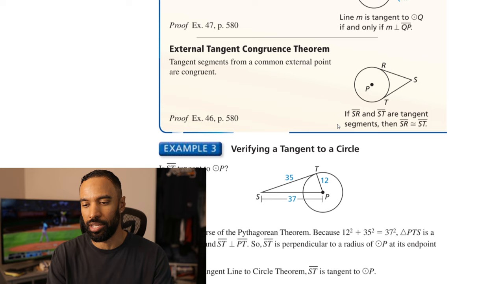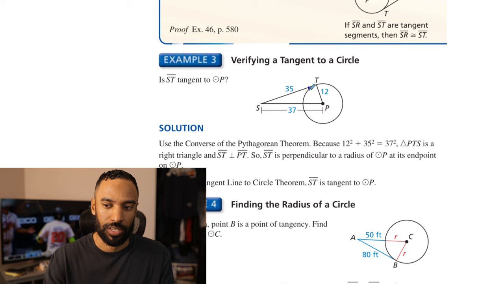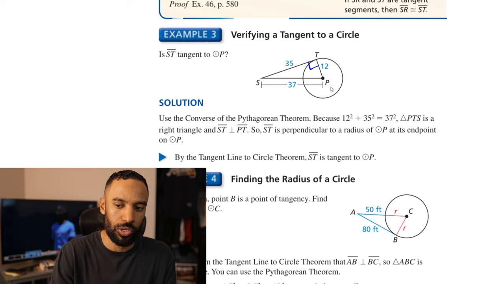Verifying a tangent to a circle. Is the line ST a tangent to circle P? Well, it is a tangent if this is a right angle. And this is a right angle if this is a right triangle. So what they're going to do is use the converse of the Pythagorean theorem. They're going to see if 12 squared plus 35 squared equals 37 squared.